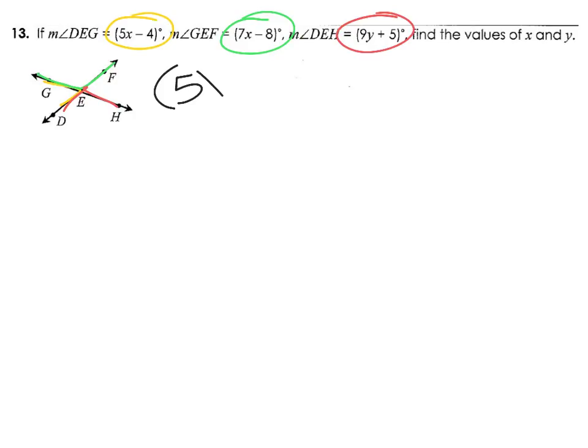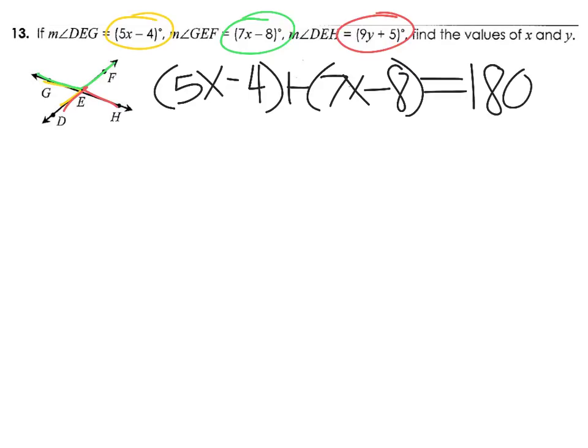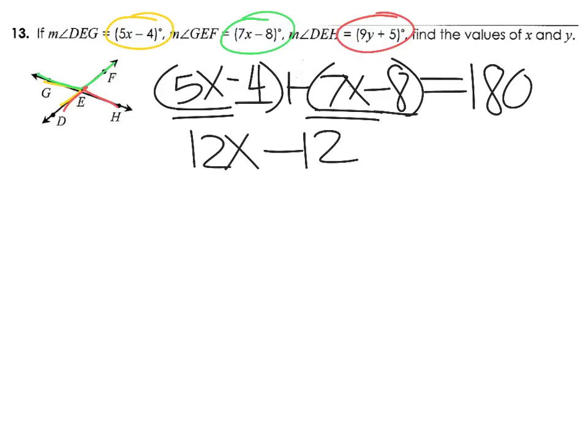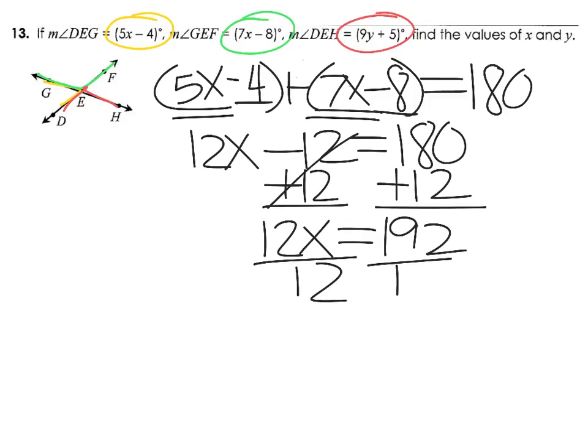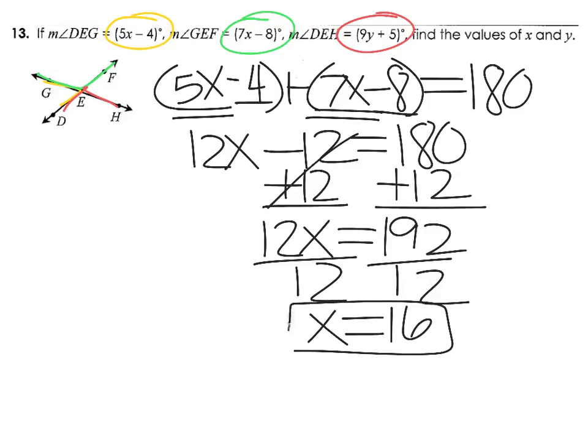So 5x minus 4 plus 7x minus 8 equals 180. Combine like terms, so the x's with the x's, and we have 12x. The numbers with the numbers, minus 12 equals 180. Add 12. 12x equals 192. Divide both sides by 12. Plug that into our calculator, and we get that x equals 16. All right, so we just found the value of x.